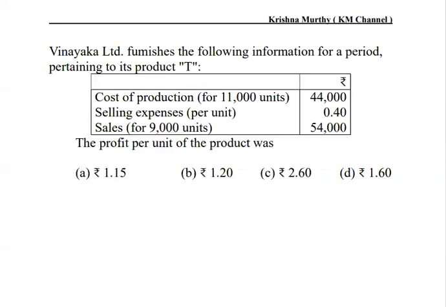Vinayak Limited furnishes the following information for a period pertaining to products. Cost of production for 11,000 units, 44,000 rupees. Selling expenses per unit is 0.4. Sales per unit of product was: A option 1.15, second option 1.20, C option 2.6, D 1.60.